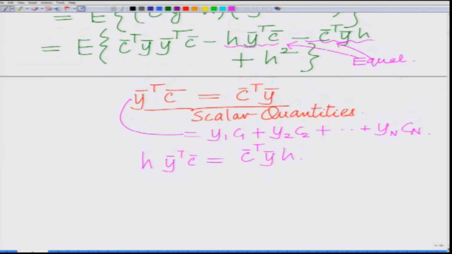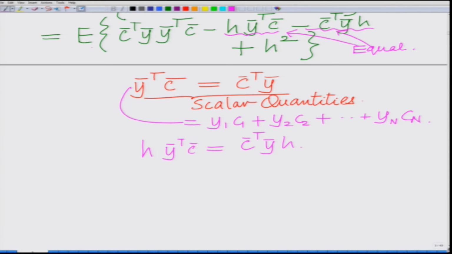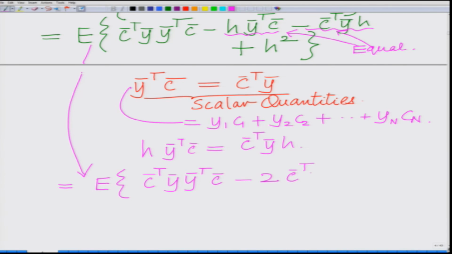Okay. So now we are going to use this principle to simplify this, and this is therefore going to be equal to the expected value of C bar transpose Y bar Y bar transpose C bar minus twice, because both these quantities are equal, twice C bar transpose Y bar H plus H square. Okay, where we use the property that H into Y bar transpose C bar equals C bar transpose Y bar into H.